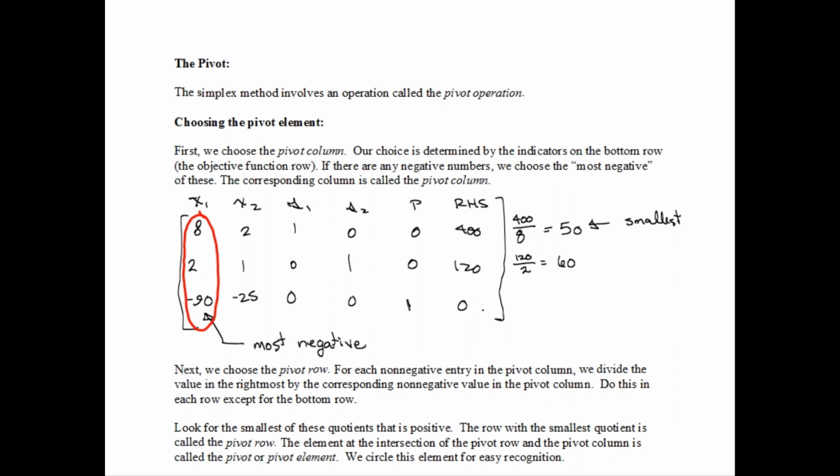We do not do the bottom row. Notice, if I were to do the bottom row, I would need to be dividing by a negative. We never form quotients by dividing by a negative. That means we do not ever form quotients using the bottom row. Okay, now we're going to choose this for my pivot row, whichever one gives you the smallest quotient. So the place where they intersect, right here, this will give me my pivot element.